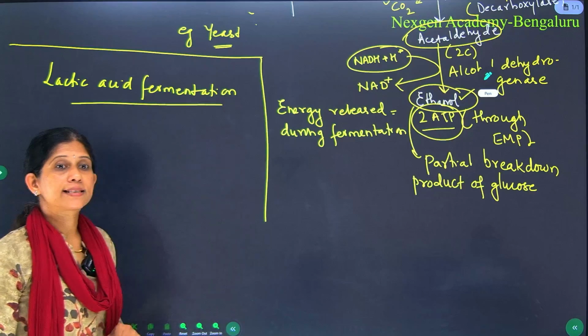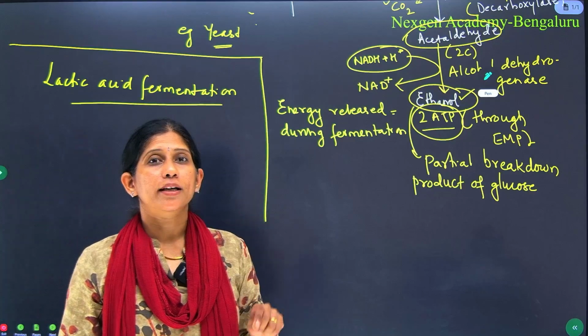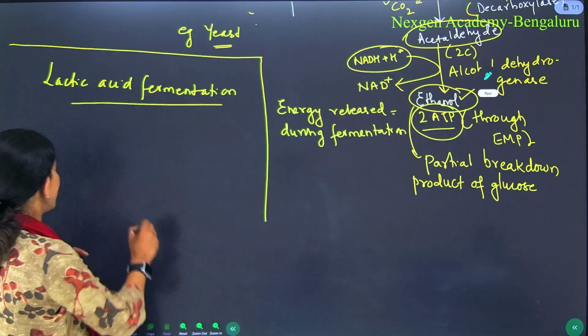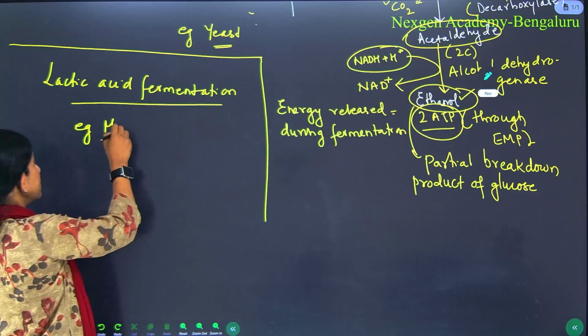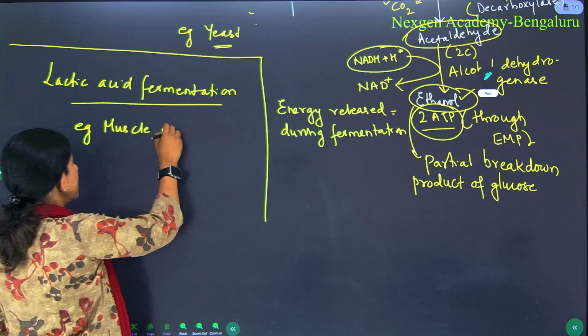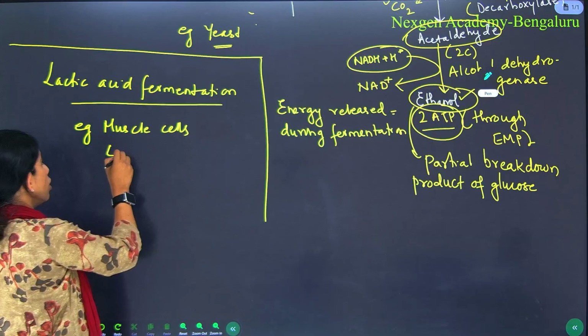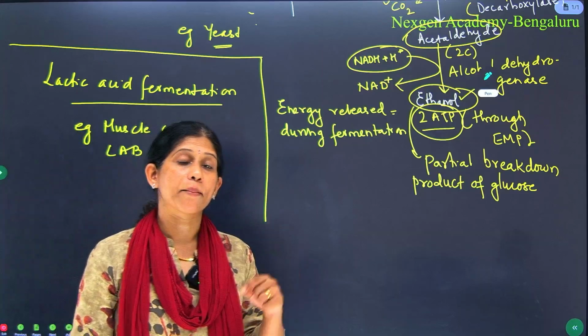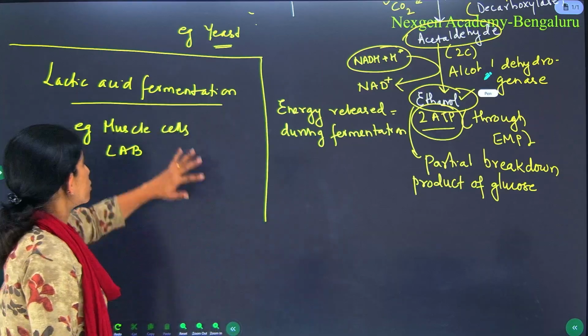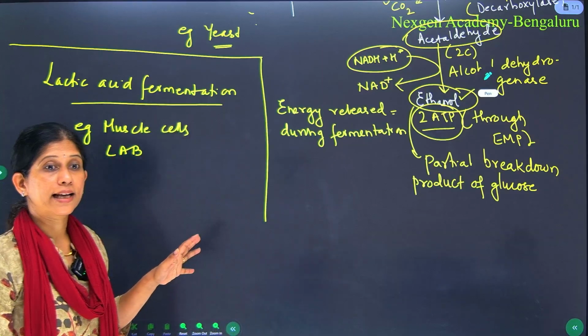Right? So as the name indicates here, the product will be lactic acid. Where all can you see lactic acid fermentation? This can be seen in the muscle cells, and it can also be seen in lactic acid bacteria, for example Lactobacillus. So now what happens in lactic acid fermentation?